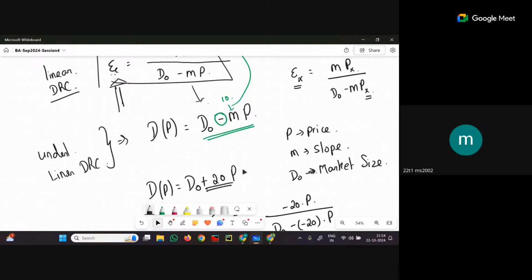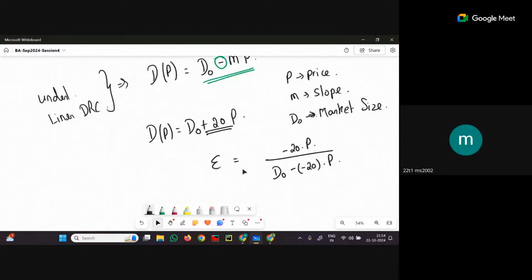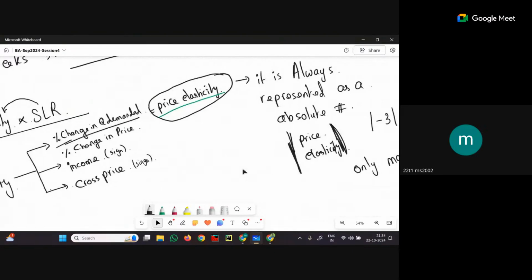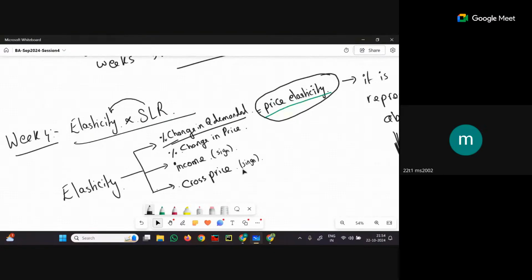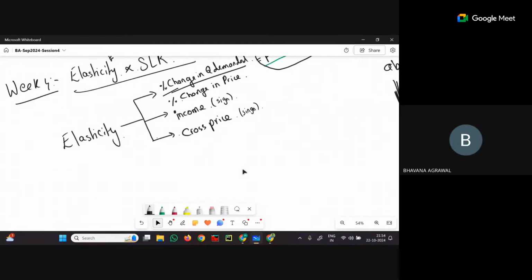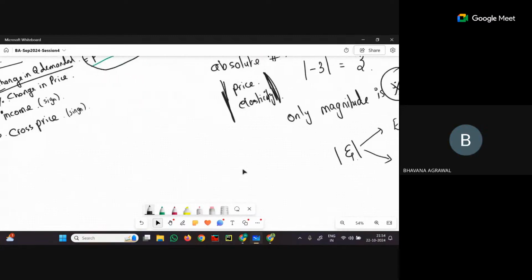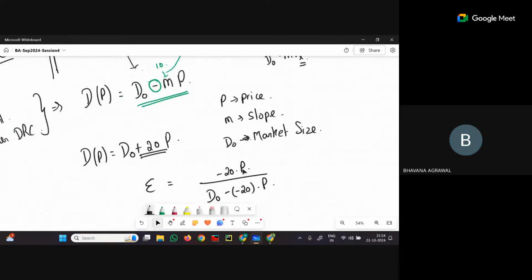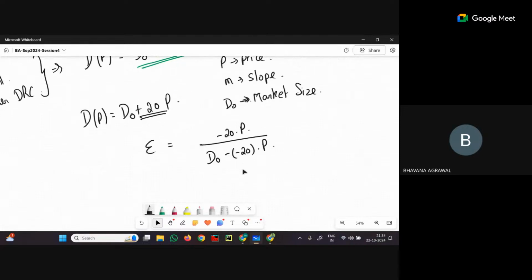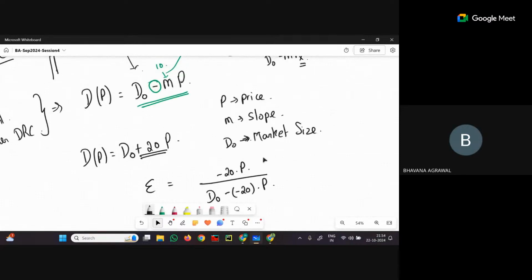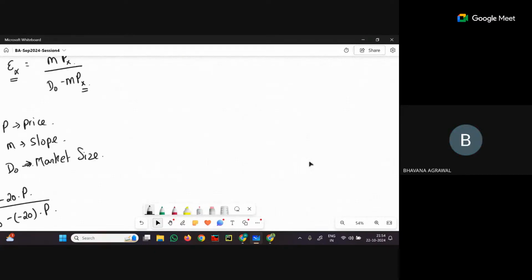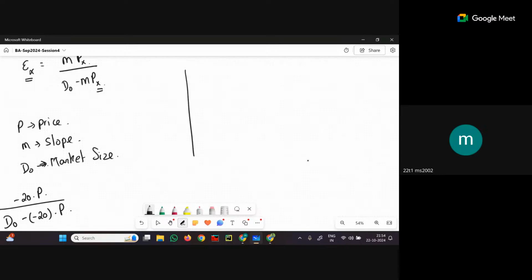Okay, all of you clear? Any questions on the topic of elasticity? So here, as price increases, demand decreases. Then the slope is going to be positive. The line is basically going to be something like this.